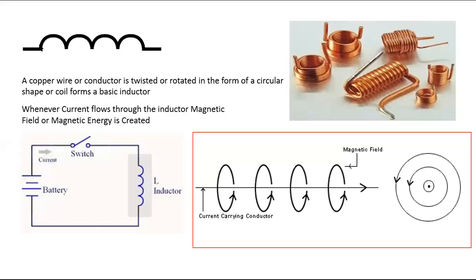So we say, what is a conductor? Conductor means copper. Whenever current flows through the copper wire, magnetic energy is created. Okay. So I hope all students, is it clear now? Whenever current flows through a conductor or copper wire, which energy is created? Magnetic energy. Magnetic energy is created.